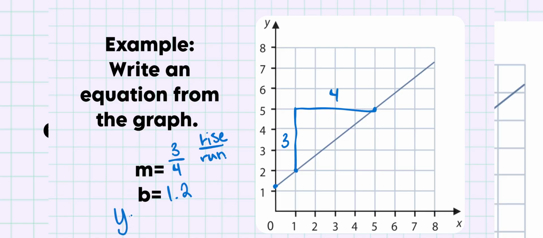So that would make our equation y equals 3/4, and it is a positive 3/4 because our slope is positive. You have to make sure you look at that too. x plus 1.2.